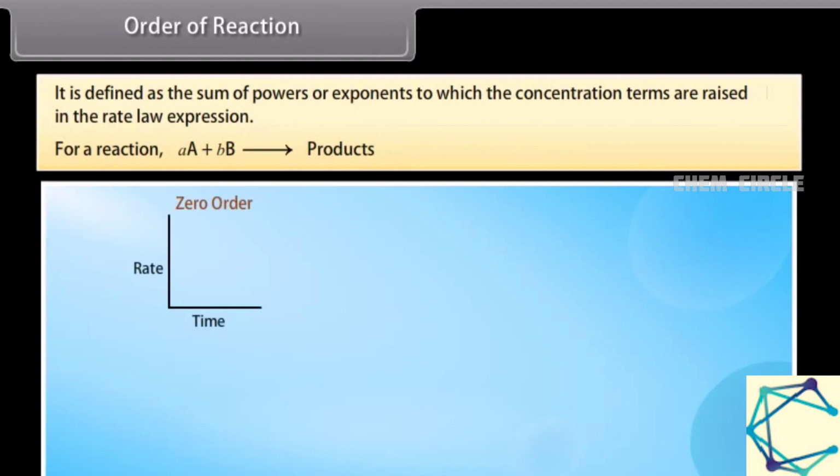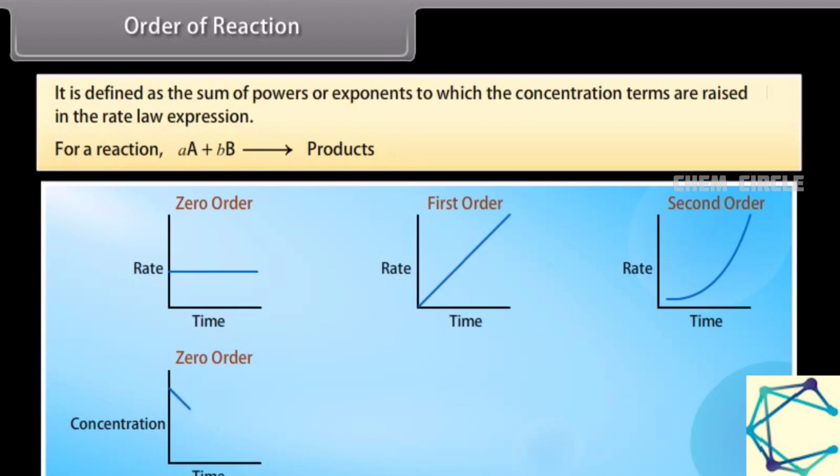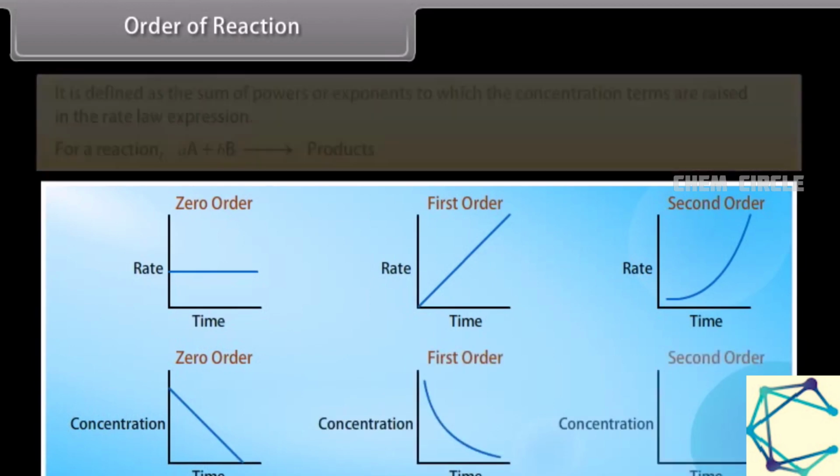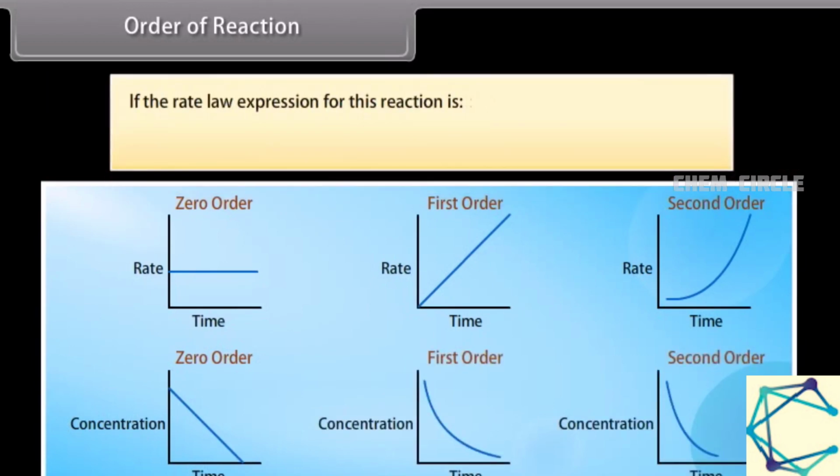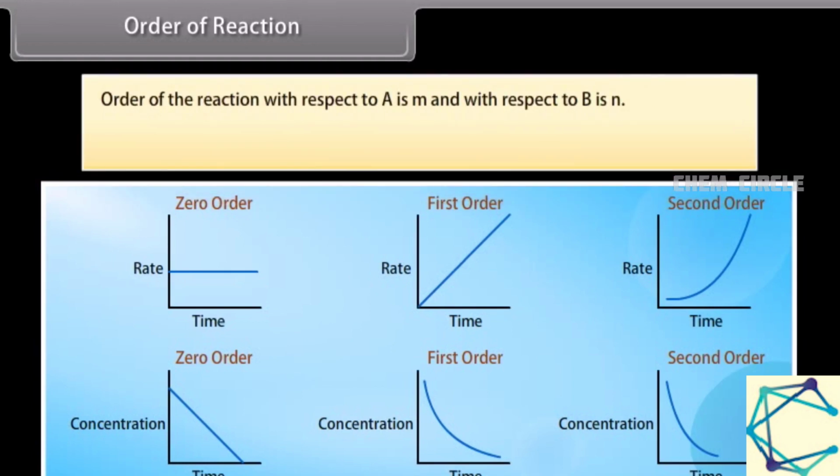Order of reaction. It is defined as the sum of powers or exponents to which the concentration terms are raised in the rate law expression. The rate law expression for a given reaction is: rate of reaction is equal to K times [A] raised to the power m and [B] raised to the power n. The order of this reaction is equal to m plus n. Order of the reaction with respect to A is m and with respect to B is n.